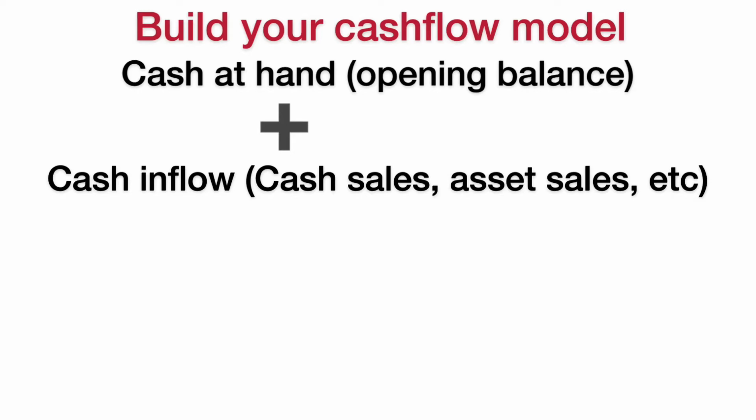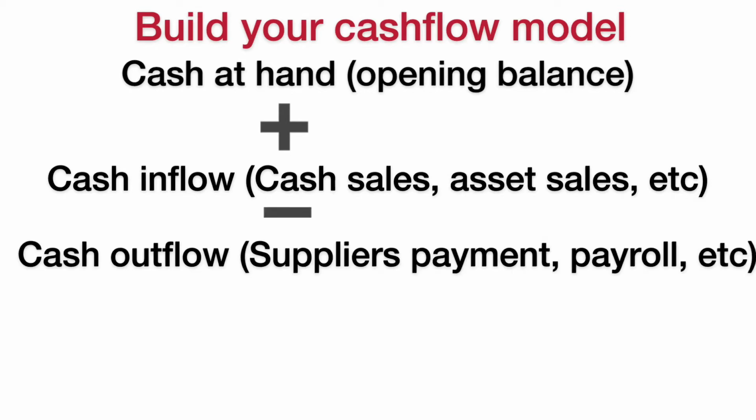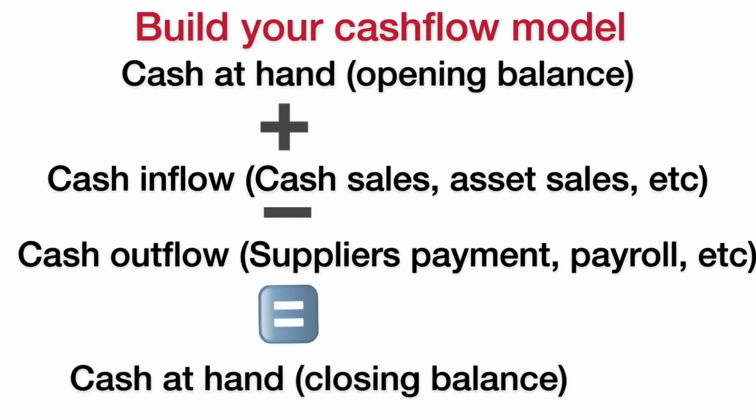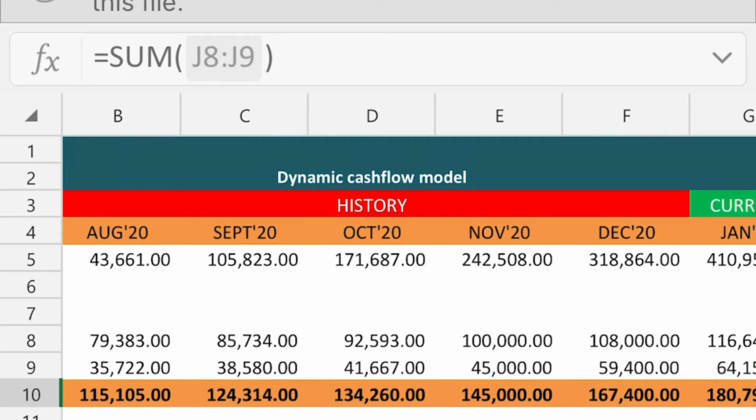After you have projected your cash inflow, you proceed to estimating your cash outflow. Estimate payments to your suppliers, your payroll obligations, your cash payment expenses, and your interest payments, and then you deduct them from your cash at hand, your opening balance. After you have done that, whatever balance you have left becomes your closing balance for that same period, which is your closing cash balance. Okay, so this is an example of what a dynamic cash flow forecast model looks like.